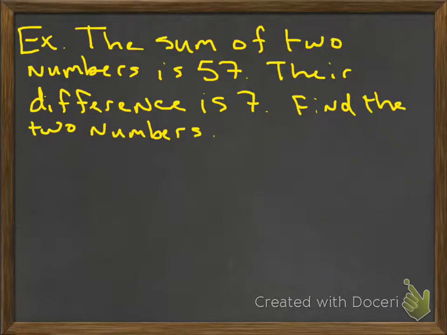Alright, our next example: the sum of two numbers is 57, their difference is 7. Find the two numbers. Now here's a very basic word problem. We're talking about two numbers, and they want you to find the two numbers. So I'm going to go ahead and let x equal... I like to sometimes write these let statements to say what I'm letting the variables equal. Let x equal the first number and let y equal the second number.